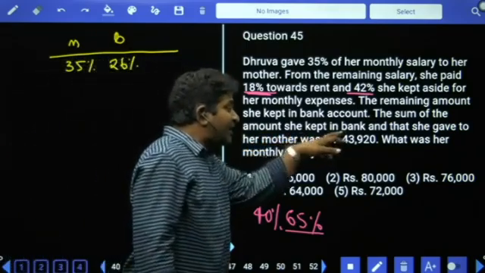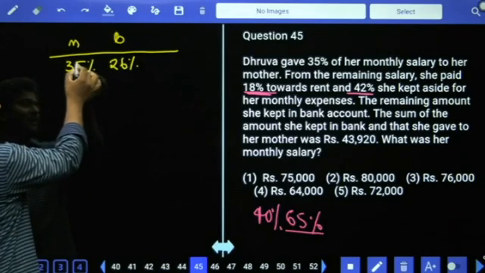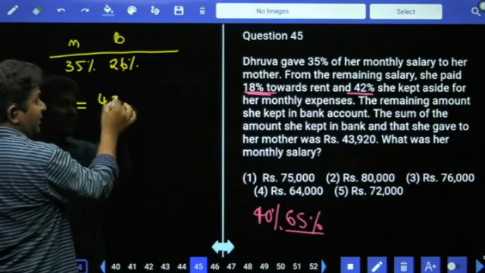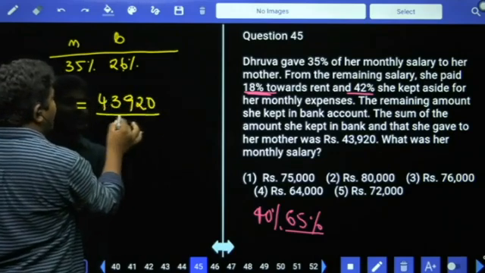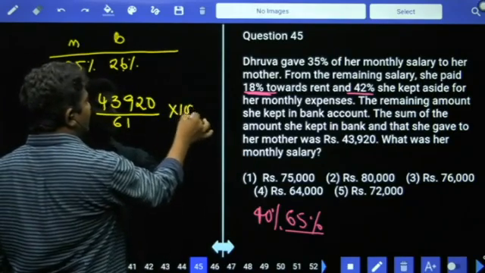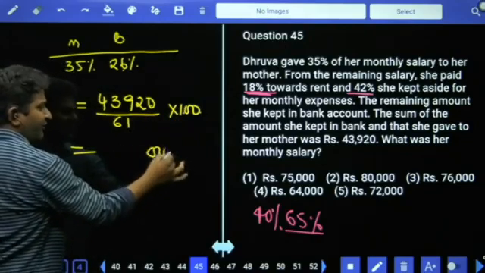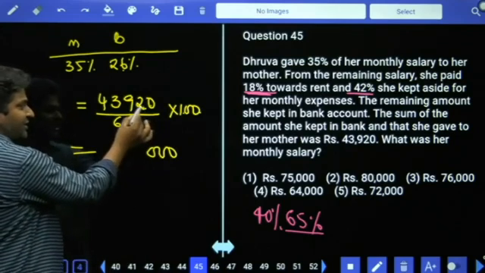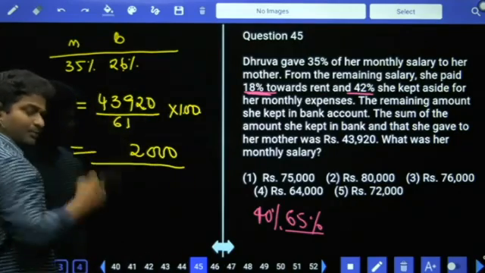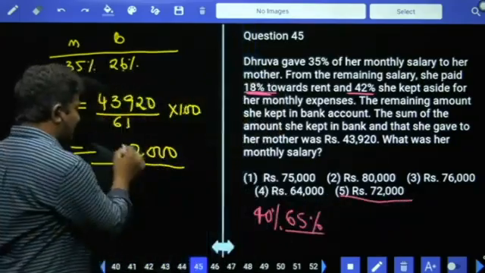And the sum of amount she kept in bank and she gave to mother was 43,920. Sum of money given to mother and kept in bank account, together it is 61%. That is equal to 43,920 divided by 61%. And you are asked to calculate monthly salary, that was equal to 100%. So now we have 3 zeros. Definitely you must get 3 zeros. Last digit is 2 and last digit is 1. 1 into which number ends with 2? Definitely it has to be 2. So your answer must end with 2000, and there is only one option. 72,000 is our final answer.